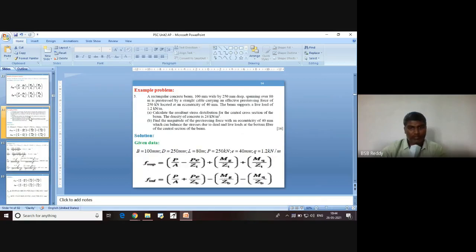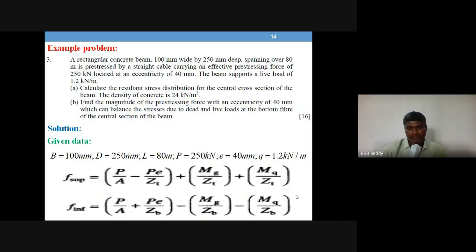We are in Unit 2, solving the analysis of pre-stress topic. And we have seen an example in the last session, how to analyze a pre-stressed concrete beam.